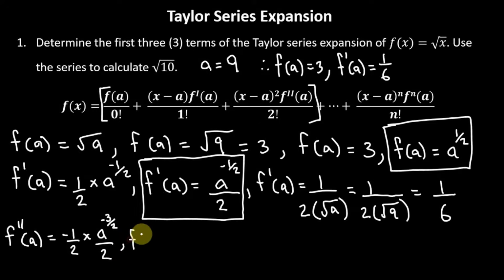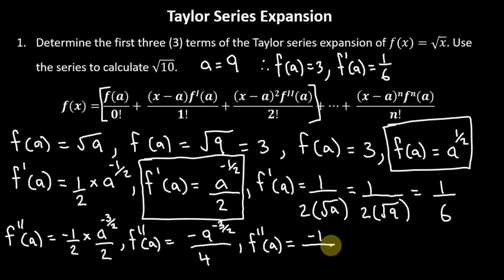So we have the second differential of f of a is equal to, we can multiply this out, so we'll have negative 1 times a, which is of course negative a raised to the power of negative 3 over 2, over 2 times 2, which is 4. And here we can go a step further, using again the laws of indices to our benefit. So we'll have negative 1 over 4, and in brackets here we'll have the square root of a, in brackets cubed.